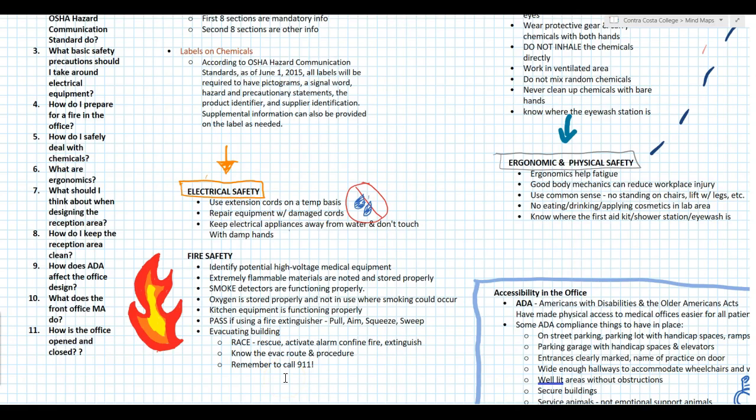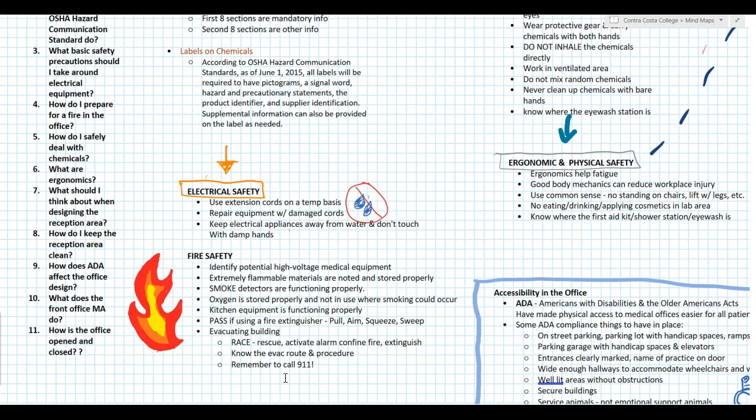Electrical safety isn't really one that maybe people think about all that often when you're going to work. I mean, I know that when I walk onto campus, the first thing that crosses my mind is not how safe the electrical appliances in my office or in my classroom are. But it is something that we should try to be mindful of and take precautions for.